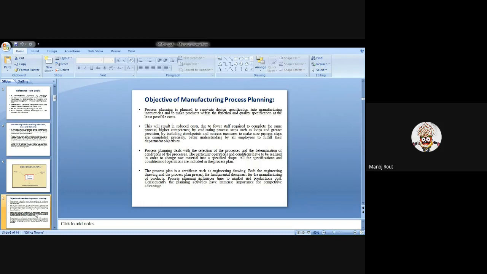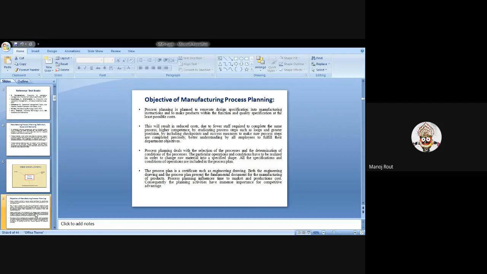That is why, if you go to a manufacturing unit, in integrated organizations like steel industries, aluminum industries, and mining industries, they have their particular specifications and conditions of operations, which directly go into the process plan.